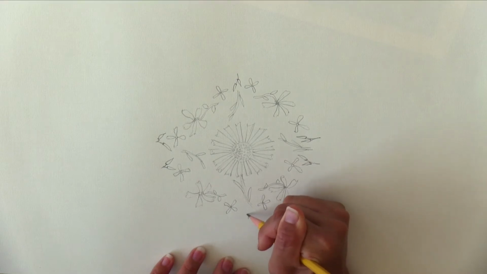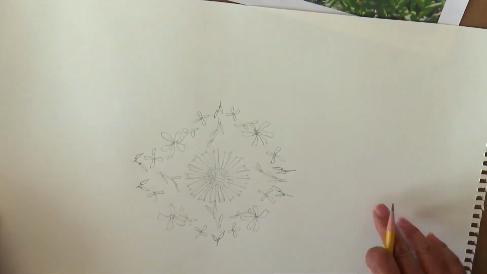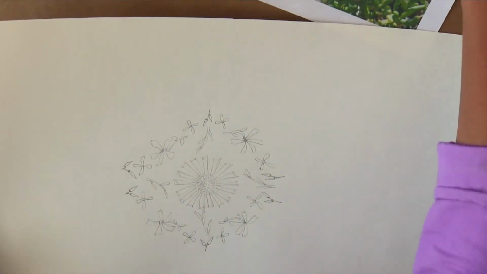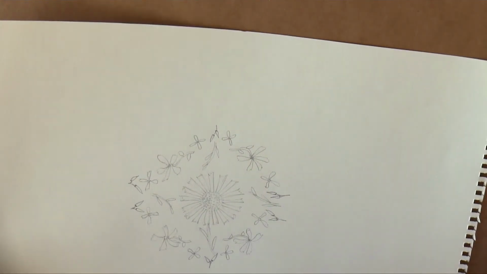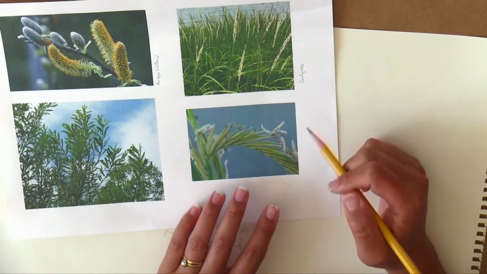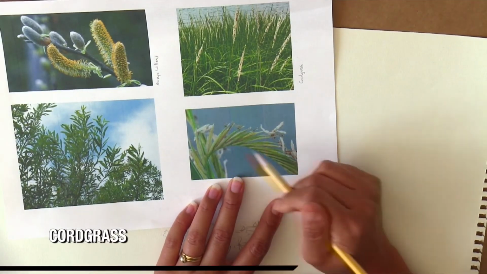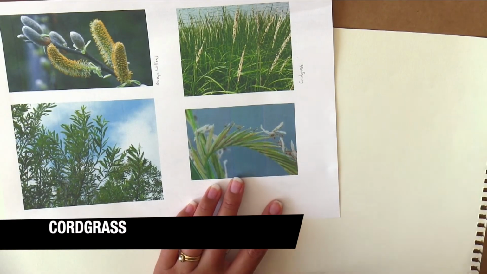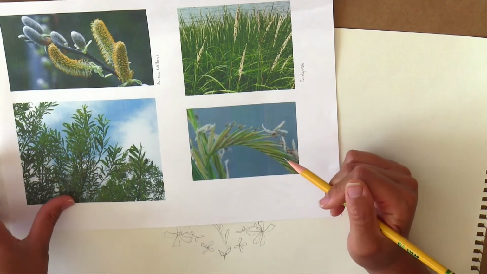See. And so you can sort of start to see this sort of circular pattern happening. Next, I think I'm going to do this. This is cordgrass. So this actually also pushes out salt.